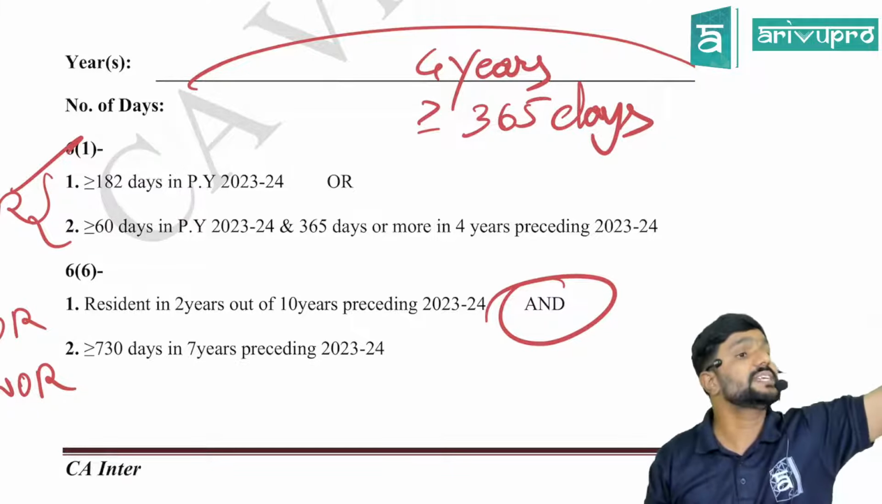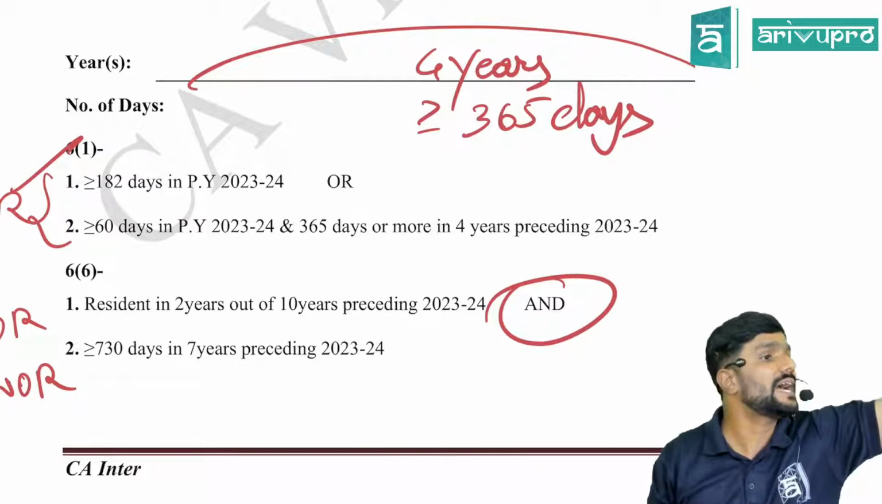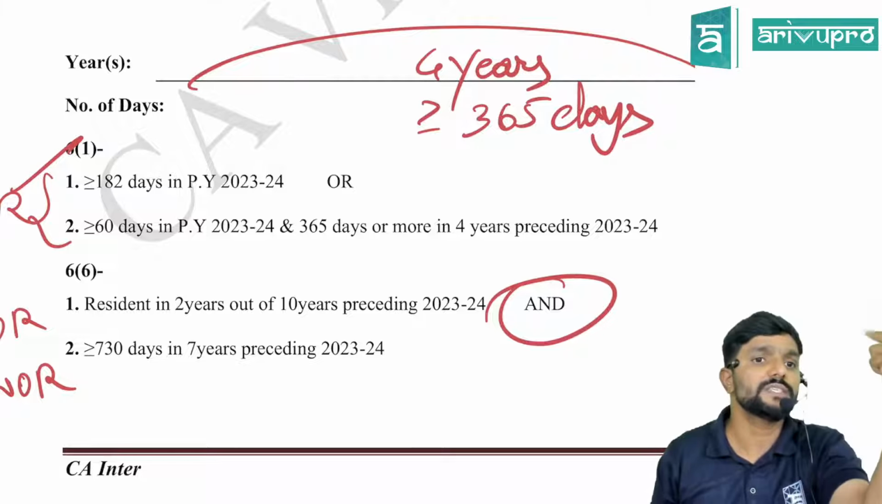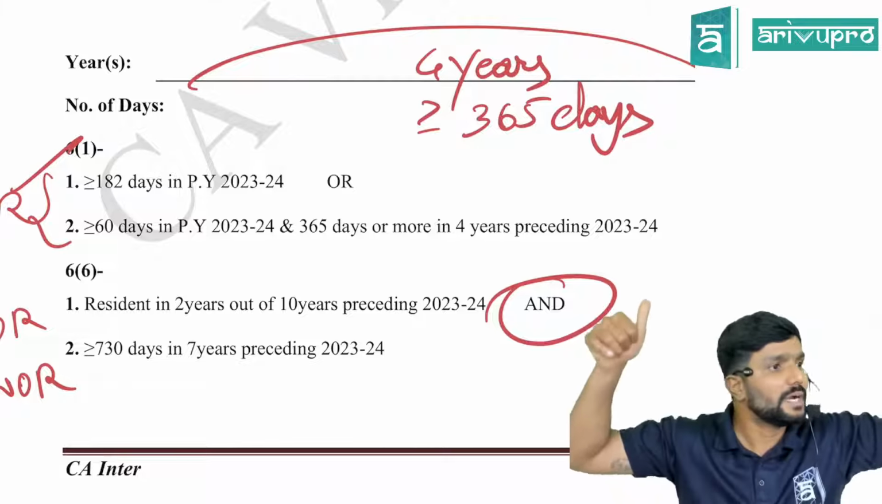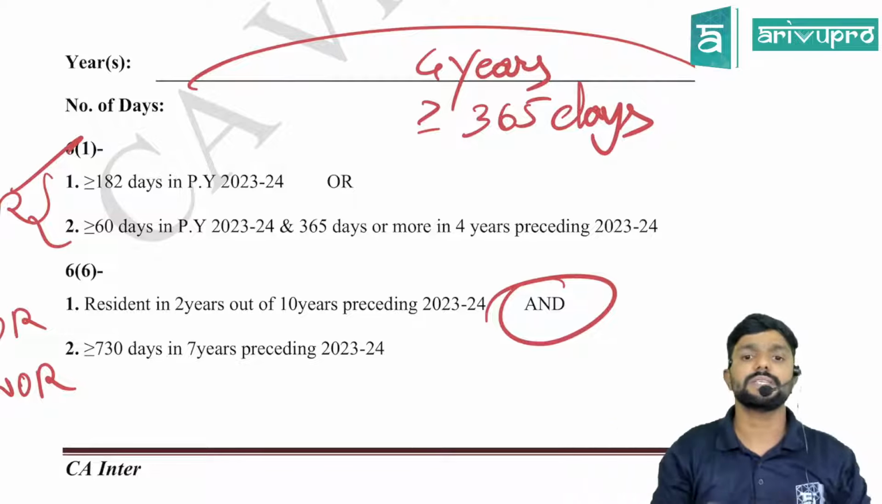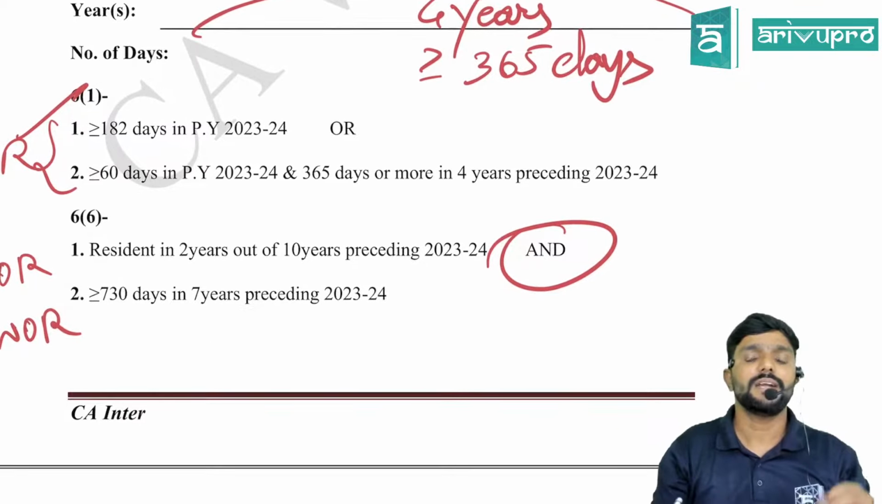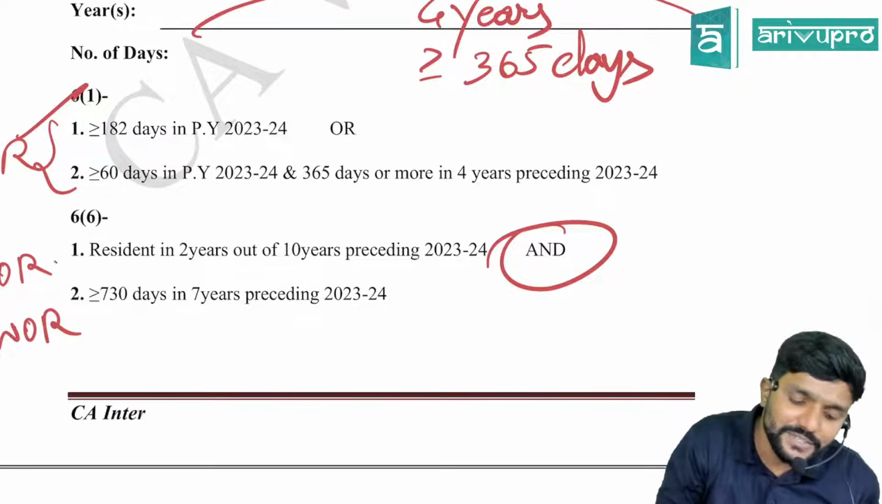Check the section 6 subsection 1 conditions for the last 10 years. At least 2 years you should have satisfied. Clear? Yes, sir. Then what is the second condition? And you will go to the second condition only when you are satisfied with the first.